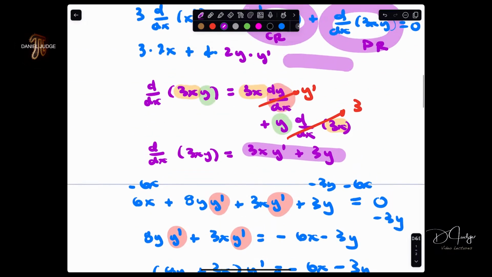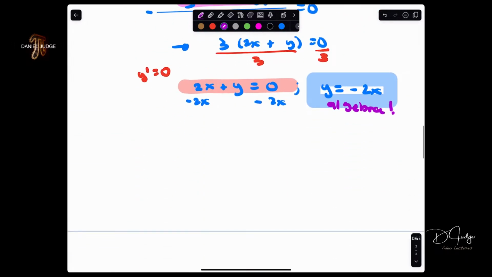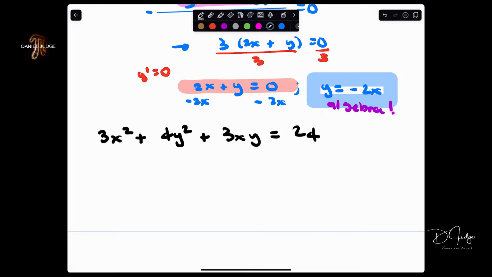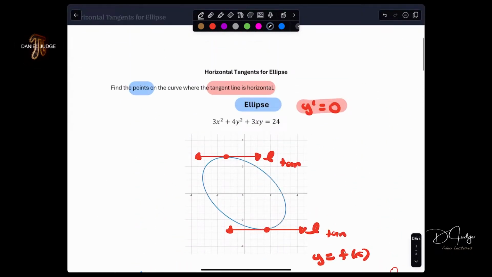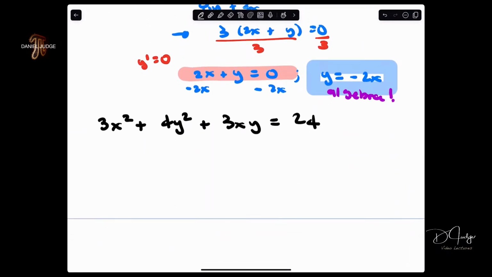With the algebra, go back to the original equation. I'm going to write that down. The ellipse is 3x squared plus 4y squared plus 3xy equals 24. There's your original equation. Let's double check. What you're going to use now is y is negative 2x. Wherever there's a y, you plug in a negative 2x. Let me highlight that instead. So here's a y, here's a y. You're going to plug in that negative 2x.